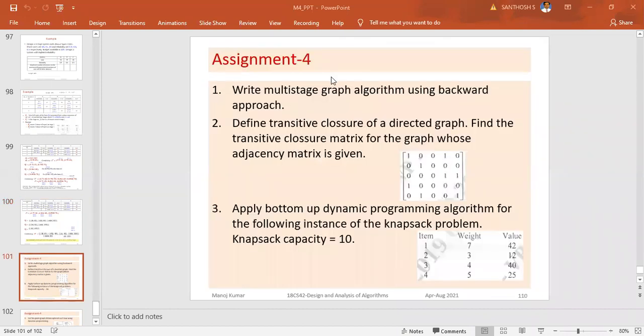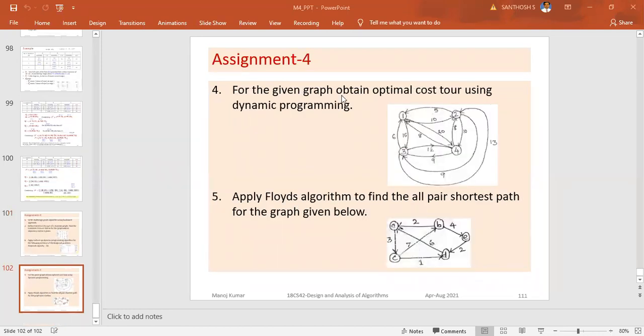So now you come for the assignment part. In all these modules, for writing internals and understanding the concepts, you have to go with this particular thing. So first assignment, write the multi-stage graph using backward approach. Next, transitive closure of the directed graph using Warshall algorithm. Next, apply the bottom-up dynamic programming for the following instance, having the capacity of 10. So next, for the given graph, optimal cost using dynamic programming, and then you have Floyd's algorithm.